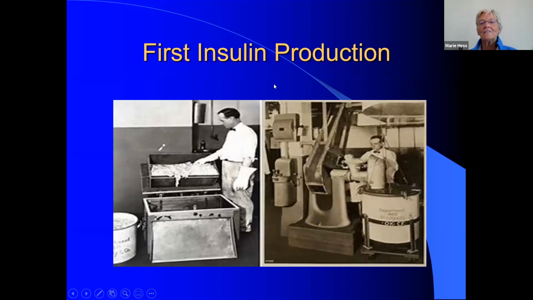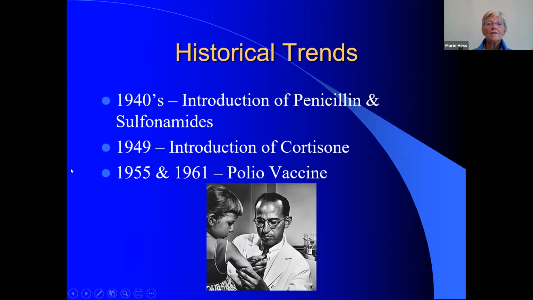Anyway, he got abscesses from the insulin and the pulp, since it wasn't purified or anything. But what it did do was save his life. And so then, of course, now we have all sorts of insulin, and we don't get it anymore from animal sources. It's a DNA recombinant process, which gives you a lot more control and flexibility. So that was the first insulin production, pictures of it. Then we got penicillin, sulfonamides, cortisone, and then polio vaccine. Polio was a big thing in 55, and then they updated it with oral vaccine in 61. You know, virus, people got it.